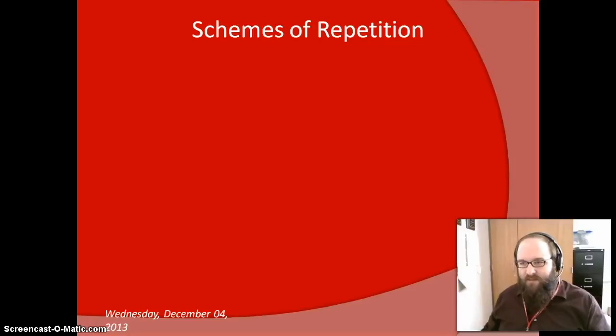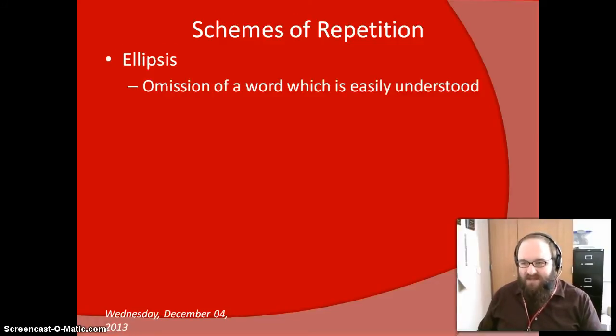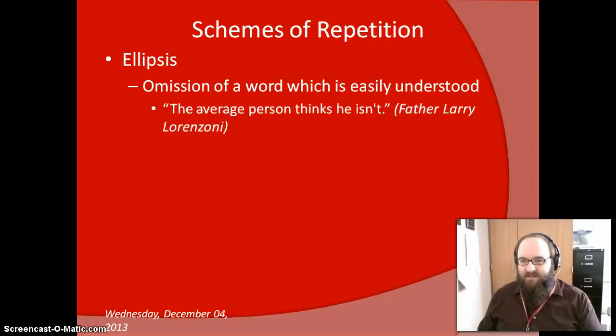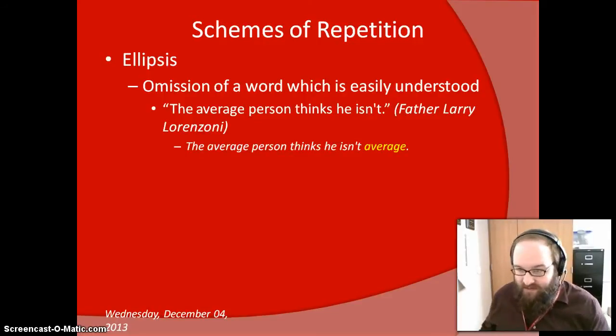So the first scheme of omission we're going to look at is ellipsis. This is one of the big ones. Ellipsis is simply when you omit a word which is easily understood in your sentence. Something like this: The average person thinks he isn't. Logically speaking, this makes perfect sense, but it's because we're supplying the missing word at the end, average. The average person thinks he isn't average. This is what we call ellipsis.